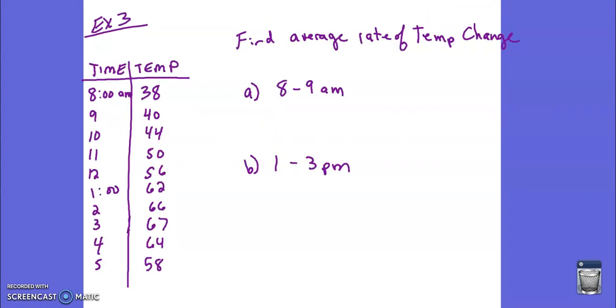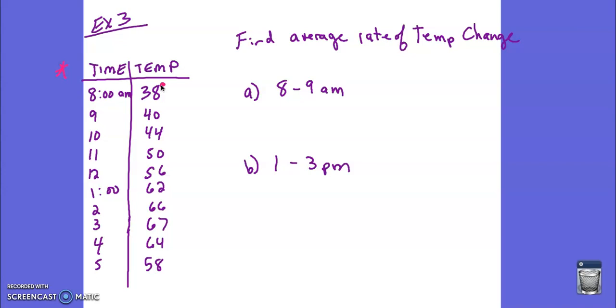All right, let's look at another example. Here's a time and temperature chart, and I want to find the average rate of temperature change. If you notice, it starts at 8 a.m. and the temperature was 38 degrees Fahrenheit, and then 9, 10, 11, 12, 1 p.m., 2 p.m., 3, 4, 5, and you can see the temperature change between each of those.